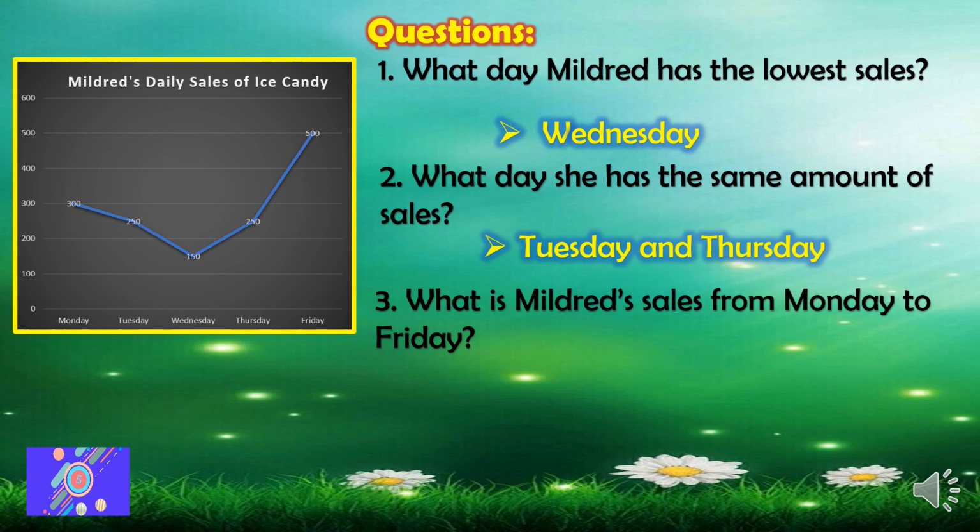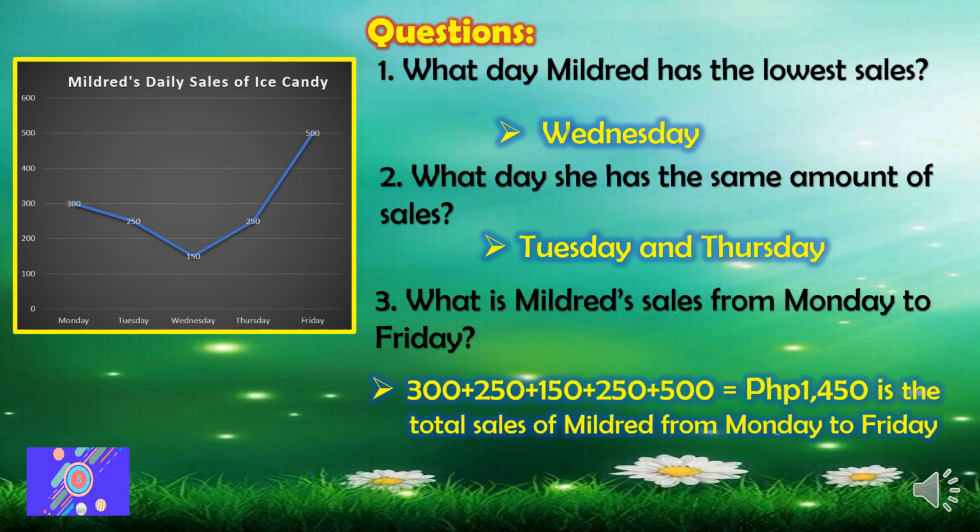And for number 3, what is Mildred's sales from Monday to Friday? What you are going to do is just add the sales from Monday to Friday. So Monday is 300, Tuesday is 250, Wednesday is 150, Thursday is 250, and then Friday is 500. So that is a total of 1,450 pesos. That is the total sales of Mildred from Monday to Friday.